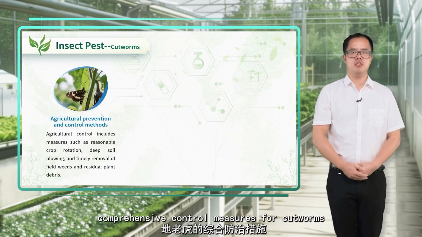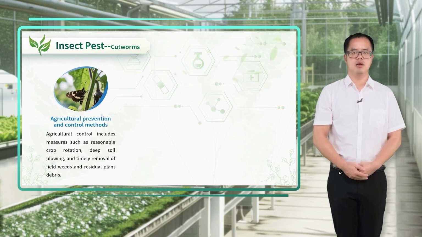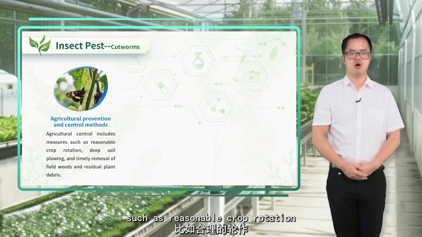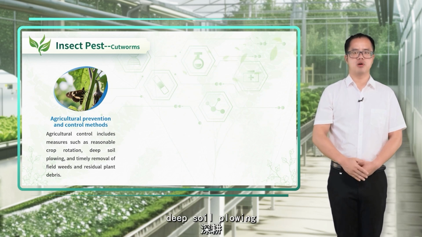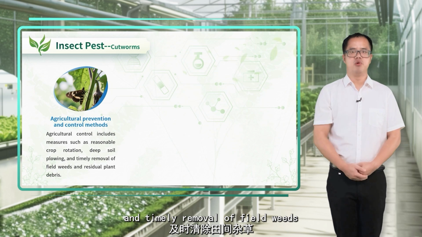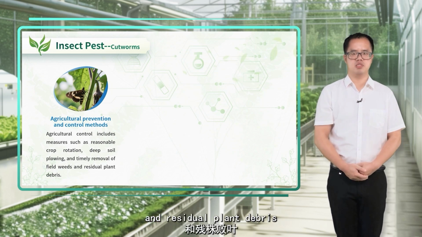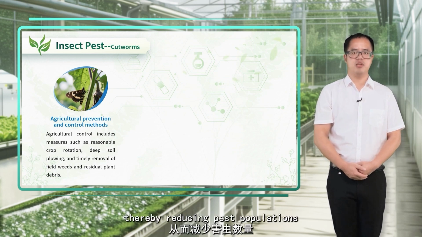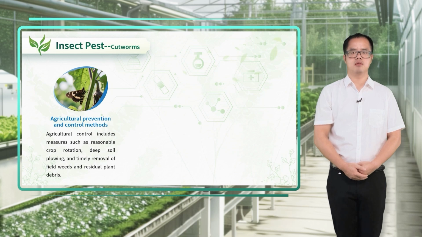Comprehensive control measures for cutworms. Agricultural control includes measures such as reasonable crop rotation, deep soil plowing, and timely removal of field weeds and residual plant debris. These methods can reduce the egg-laying sites and food sources of cutworms, thereby reducing pest populations.